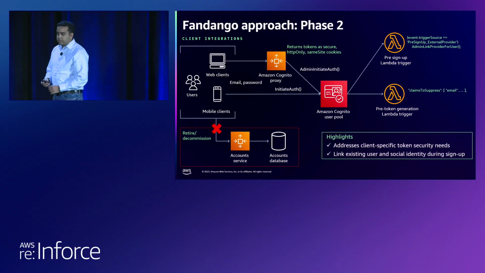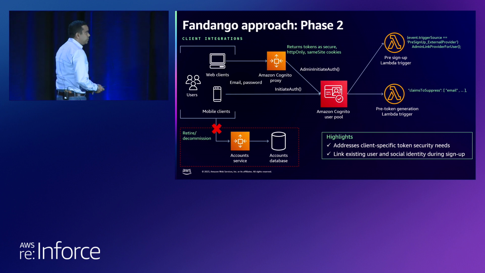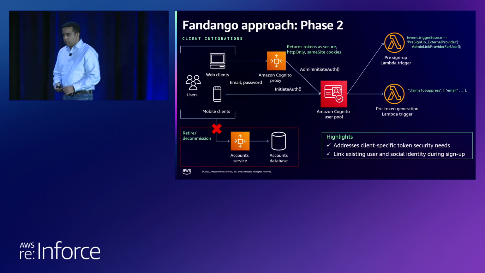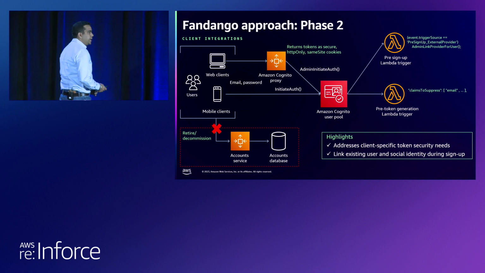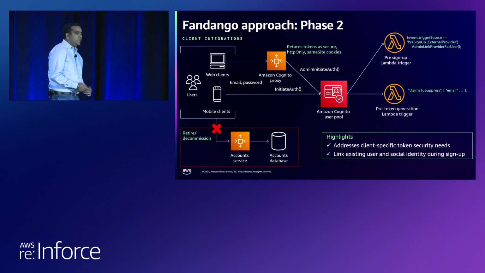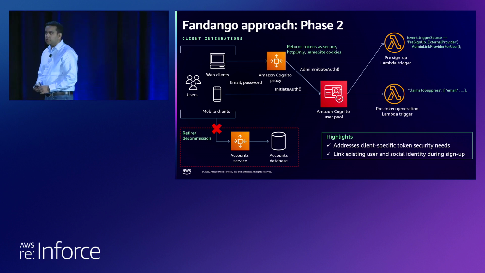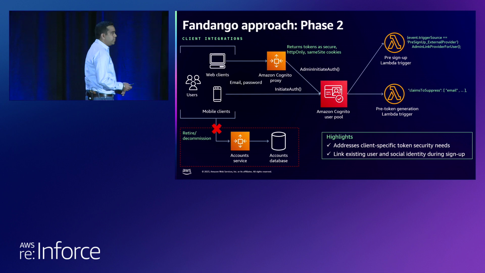Some of the highlights of this approach, like we said, it addresses client-specific token security needs for web clients. It's a trade-off that may or may not apply to you, but we show you how you can achieve that using a custom approach. And also, we show you how you link existing identities and social identities from Google and Facebook into a single account during sign-up. Next, I'm going to hand it over to Numan, who's going to talk about a totally different strategy that we use for Rotten Tomatoes for different requirements and constraints.